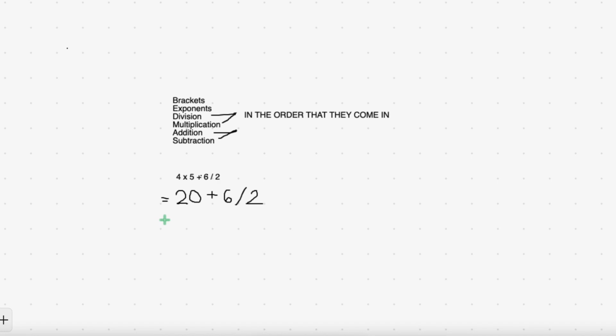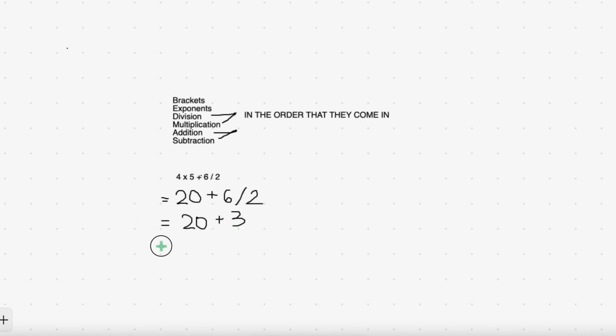Next, we have to look at BEDMAS once again to see what operation we need to do next. We have addition with this plus sign, and division with this division sign. According to BEDMAS, we would have to do division next, because division comes before addition. So we leave the 20 as it is, and only do the two numbers involved in the division. We go 20 plus, and 6 divided by 2 is 3.